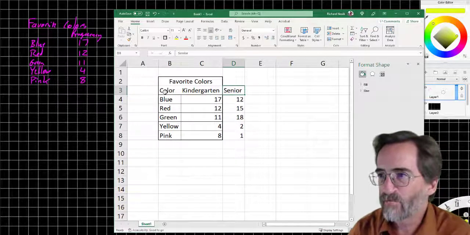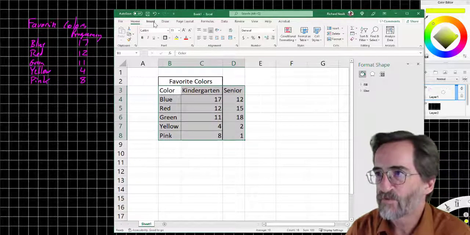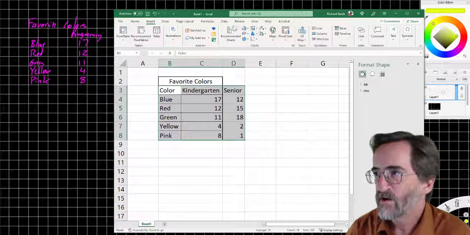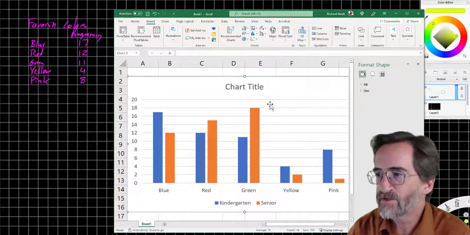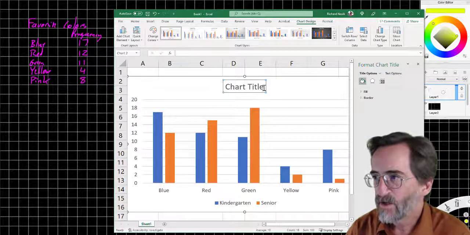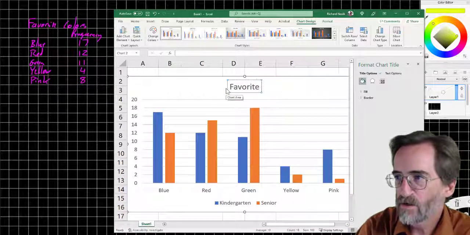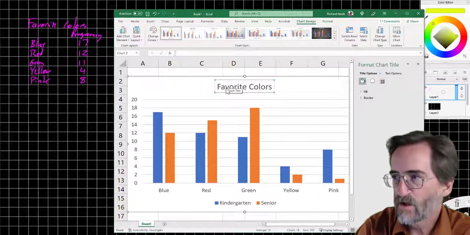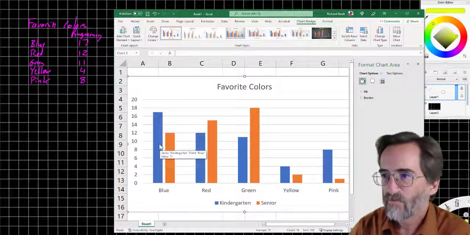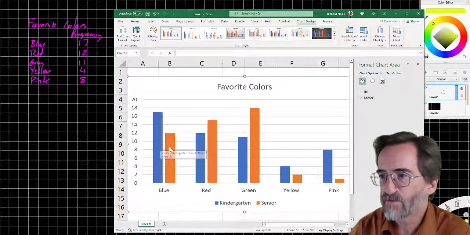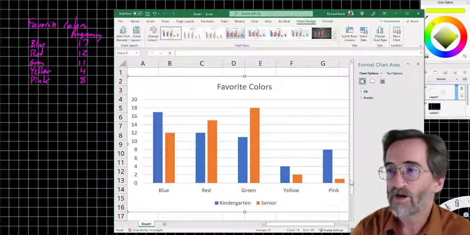And now we can make a double bar graph here. Double bar graph. So I'm going to insert bar graph. And here we go. So notice now it creates what we call a key at the bottom. Blue is kindergarten. Favorite colors. And now we can side by side compare. More kindergartners liked blue than the seniors did, and so forth and so on. So side by sides are really nice when you have more than one set of data.